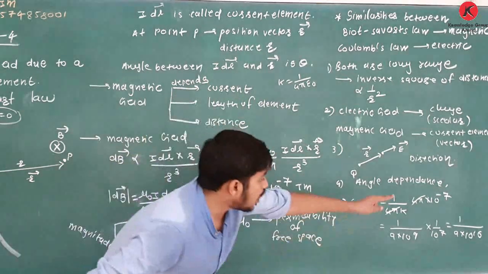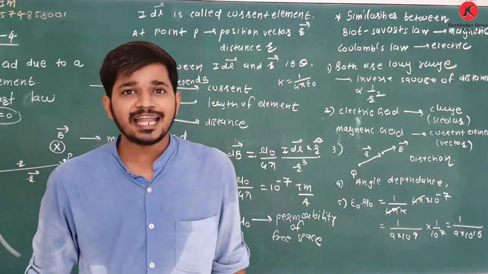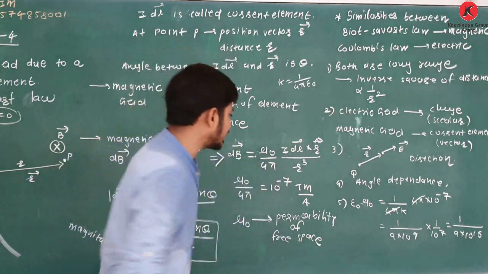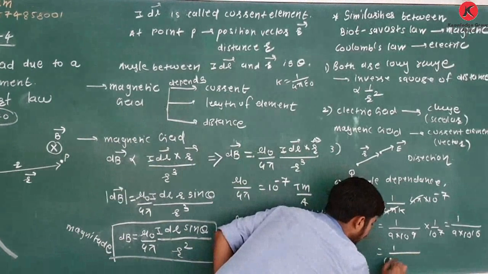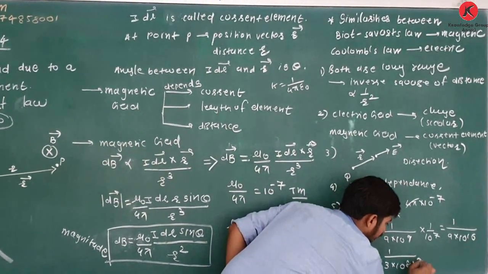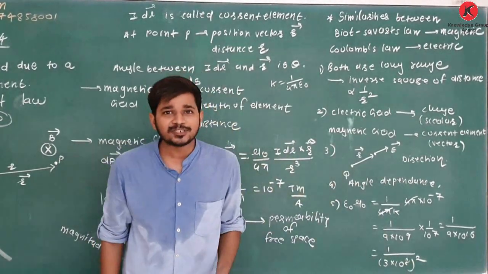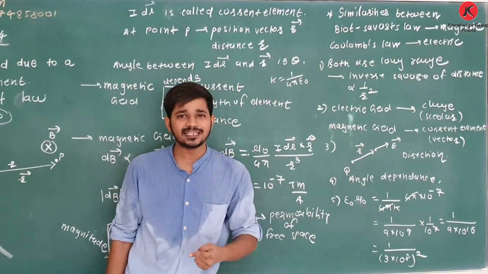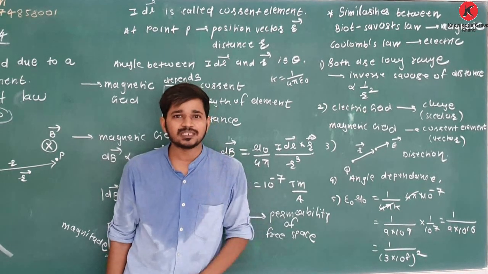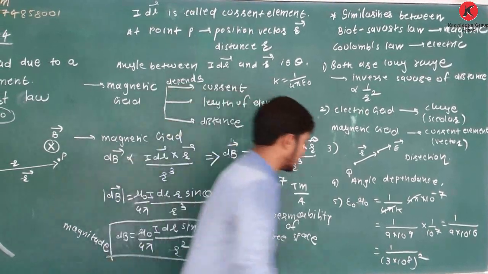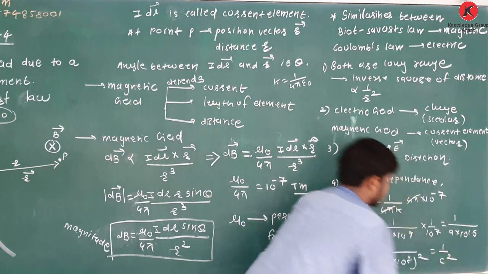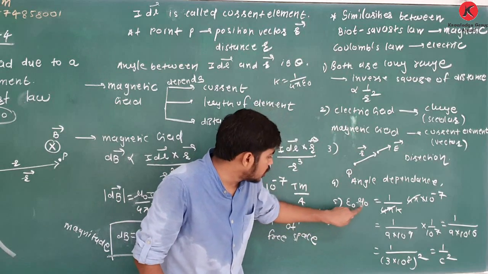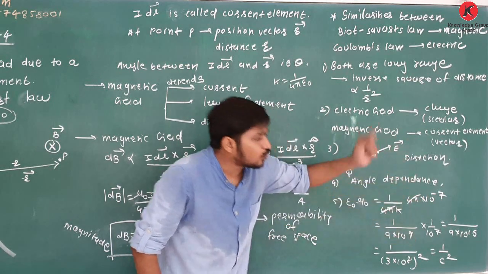Clear about this? 1 upon 9 into 10 raised to 16. 9 into 10 raised to 16 means I can write (3 into 10 raised to 8) square. See how it is 1 upon (3 into 10 raised to 8) whole square. 3 into 10 raised to 8 is the speed in vacuum, in free space. Yes or no? Yes, it is. Then I can write it as 1 upon c square. So what is the relation? Epsilon 0 mu 0 is equal to 1 upon c square.